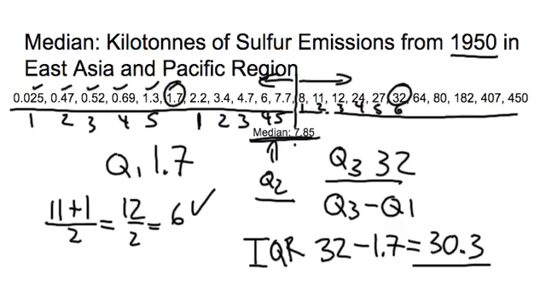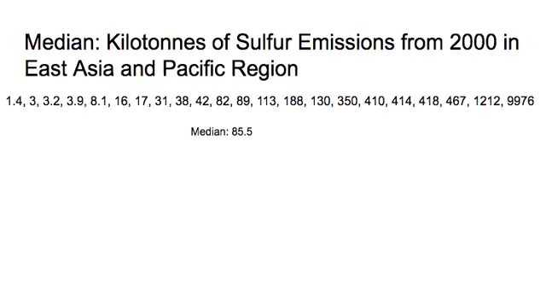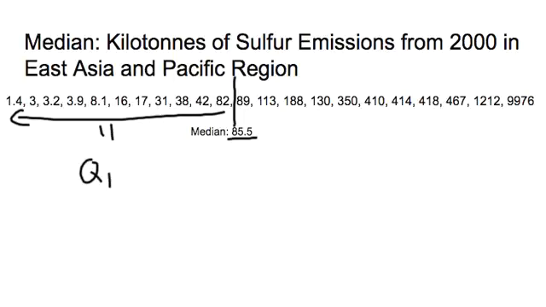Okay, so let's look at the other set of data and do the same sort of thing. This is the data from the year 2000, again kilotons of sulfur that was emitted. We know that the median was 85.5, so that's halfway between those two. There's still 22 pieces of data, so on this side there's 11 pieces of data. So our Q1 is going to be the 6th piece of data.